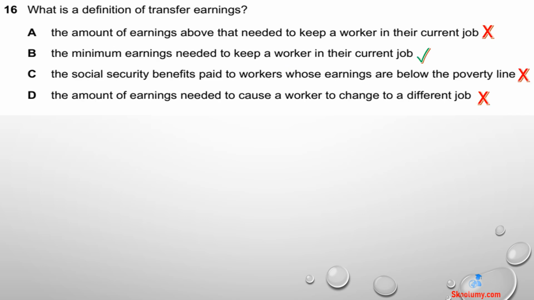Question 16. What is a definition of transfer earnings? B is the correct answer. The minimum earnings needed to keep a worker in their current job. A is wrong. It is the definition of economic rent. C and D are not the definition of transfer earnings.